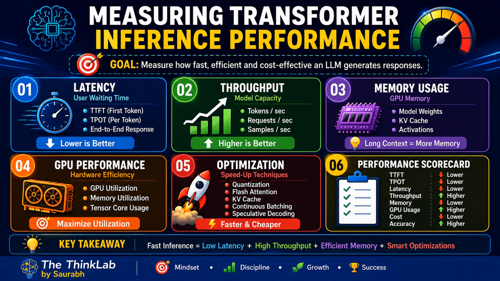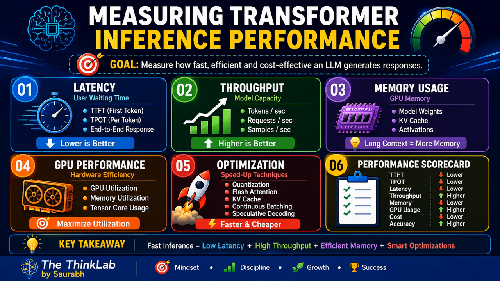Now we are going to compare with a real-world example. Imagine there are two chatbots. Chatbot A gives the first response in 1 second. Chatbot B gives the first response in 4 seconds. So users naturally prefer chatbot A. Now imagine another case: one server serves only 10 users simultaneously, and a different server serves 1000 users simultaneously. So the second server has much higher throughput. This is why companies optimize inference performance.